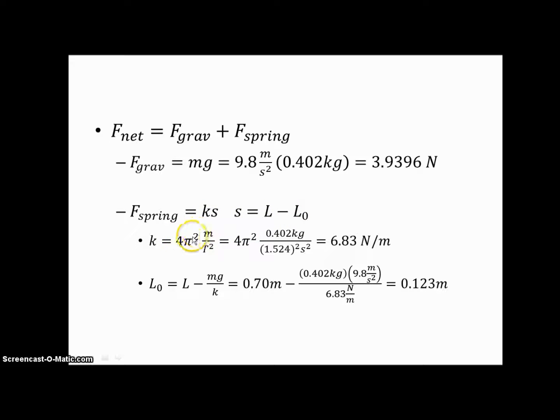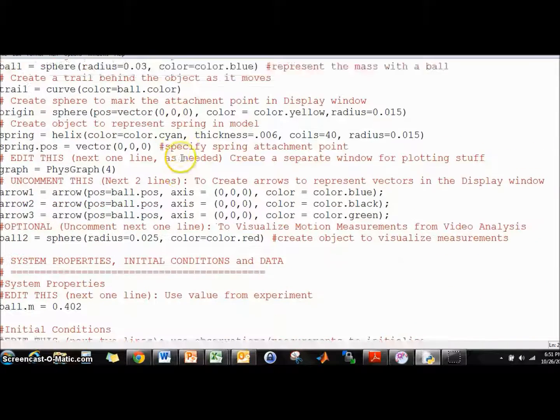In this case, k is 4 pi squared times the mass of the object divided by T squared, where T is equal to the period of oscillation for the object, and we were able to derive k that way. And using this formula, once we found k, we were able to find the relaxed length, which was 0.123 meters. Now let's take a look at the Python code.